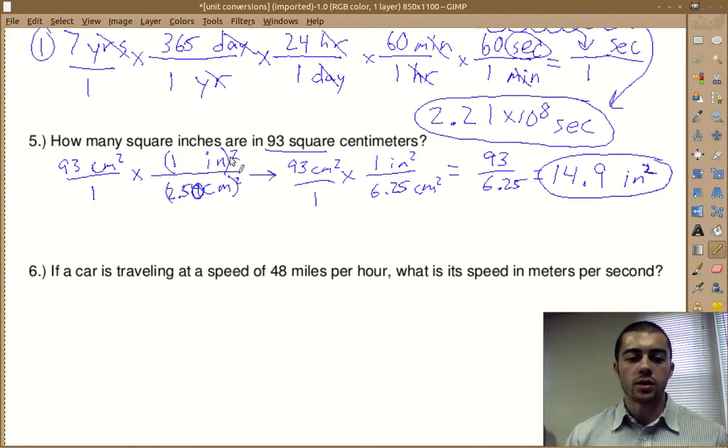So this is a new concept here. If you have multiple dimensions, you need to convert by that many dimensions when you go to do your conversion factor. So we had two dimensions here, so we squared the conversion factor to appropriately convert.